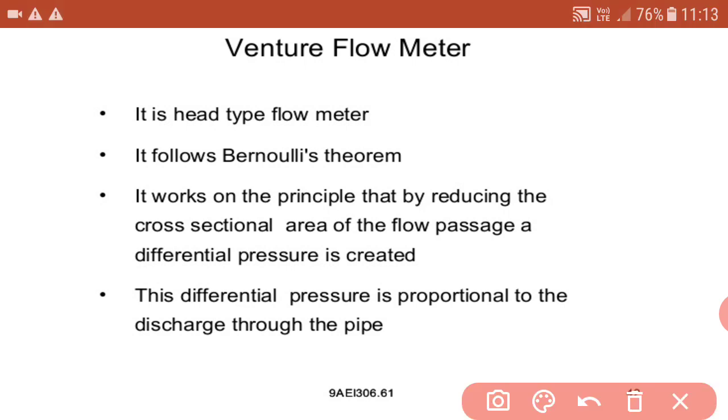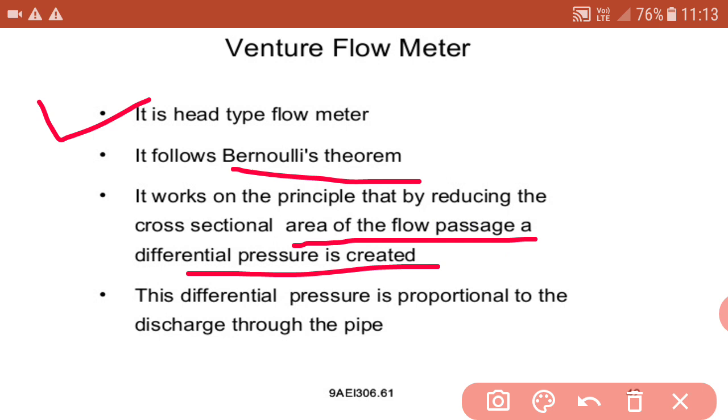Now basic information of Venturi flow meter or Venturi tube is it is a head type flow meter. It follows Bernoulli's theorem. It works on the principle that by reducing the cross-sectional area of the flow passage, a differential pressure is created. So this is the basic principle of Venturi tube. Whenever the cross-sectional area is reduced, then differential pressure is created. Okay. So we will see how pressure is created and how we can measure the flow.